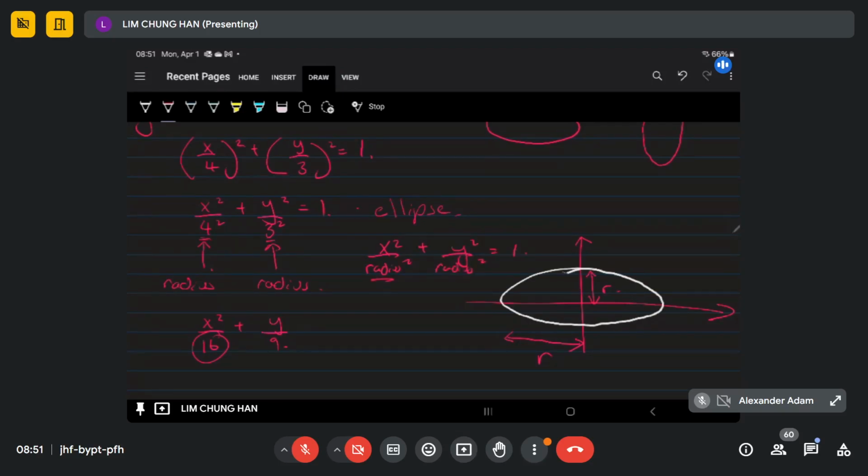Okay, it's radius squared, radius squared. Then only you can draw your ellipse. If you change it to 16, you change it to 9, then you don't know what the radius is. Okay, so leave the squared in place. Okay, this is important. Leave that squared in place.